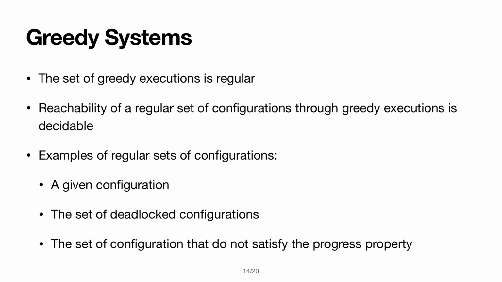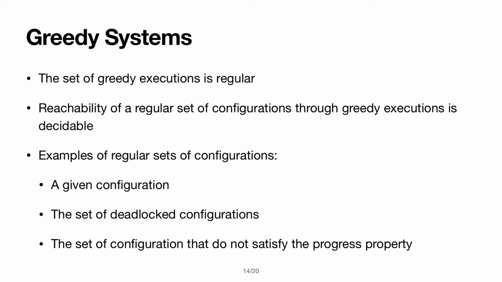The idea is that among a regular set of configurations, finding those reachable through a regular set of executions is possible with an automaton. Remember that each execution of a greedy system can be seen as a greedy execution. So to sum up, we show that reachability of a regular set of configurations is decidable for greedy systems. So what is a regular set of configurations, you might ask? Well, to begin with, one configuration is a regular set of configurations. So we know reachability of a configuration is decidable for greedy systems.